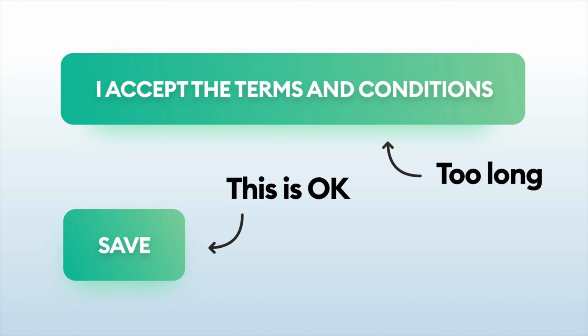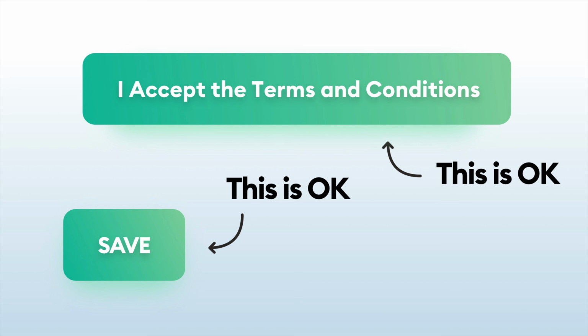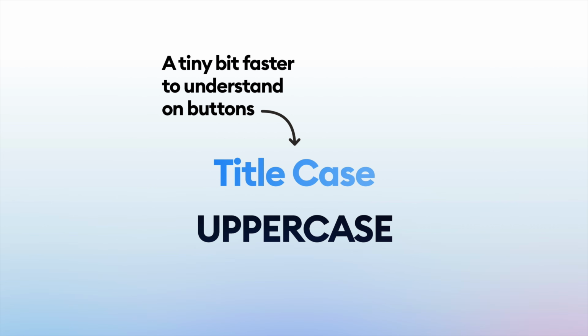So you can use all caps for very short button labels, but if you mostly work with longer ones, use title case instead. Only capitalize the first letter of the most important words. We tested it in a couple of projects and the results are that people understand what to do just a tiny bit faster with title case. The action takes less time to be taken.